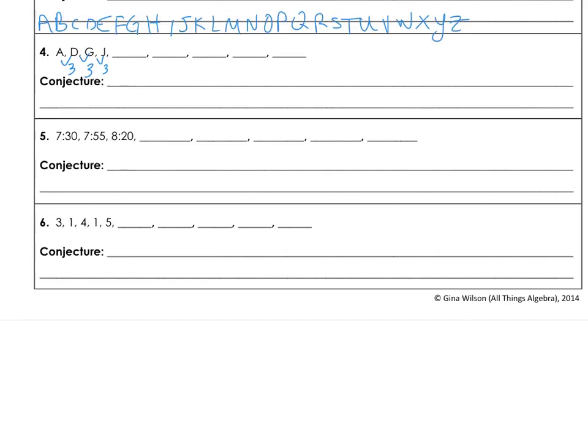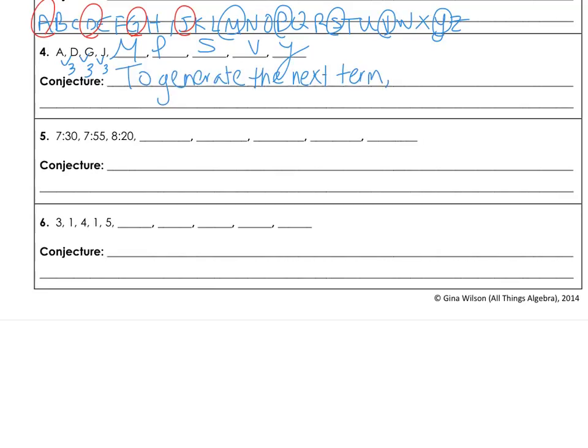you can see up above that we had A, D, G, J. So if we continue the same pattern, we would end up with M, P, S, V, and Y. So our explanation is to generate the next term, you want to take the previous letter and add 3 letters onto it.